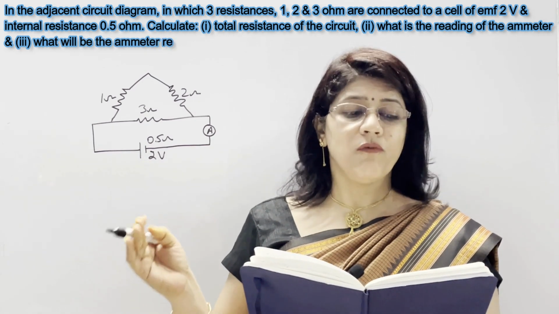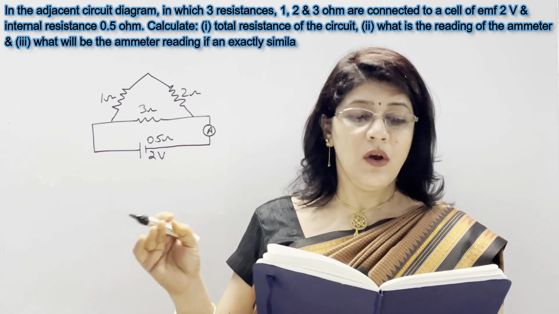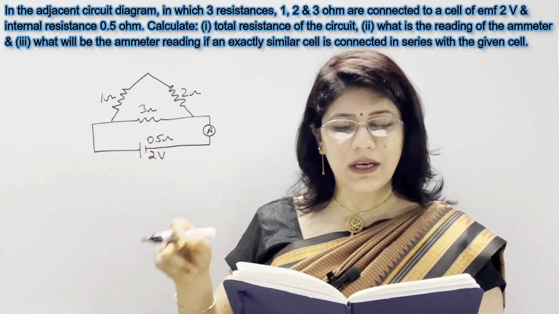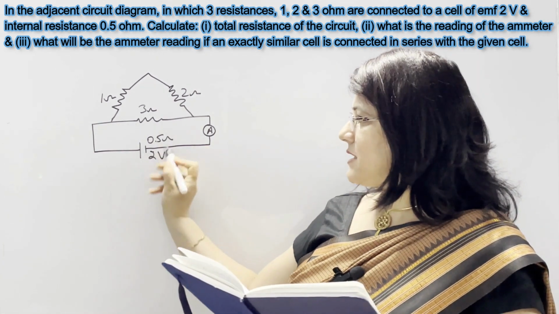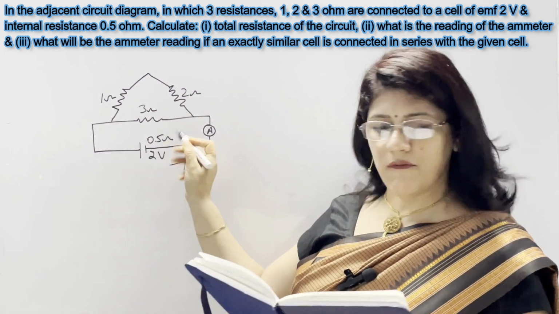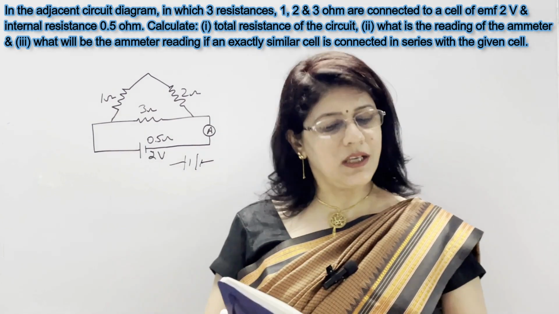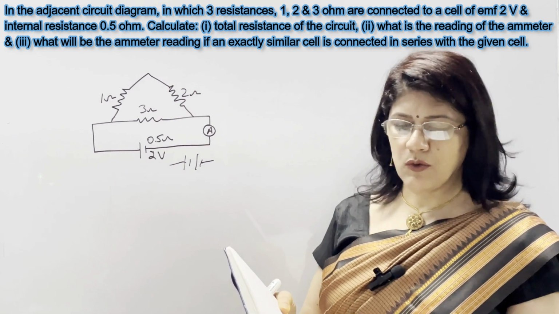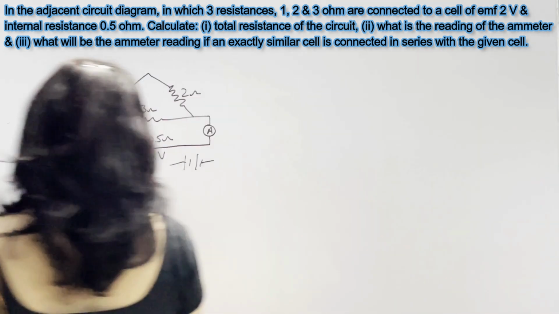And third is why we have selected this question. What will be the ammeter reading if an exactly similar cell of the same value is connected in series with the given cell? So the third part is crucial. The first part is very simple.